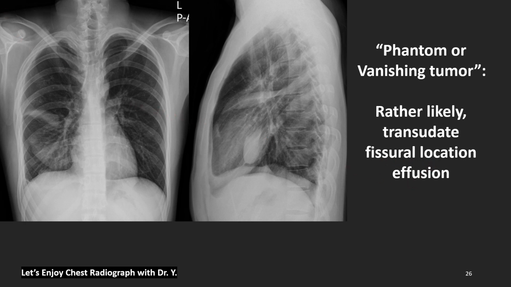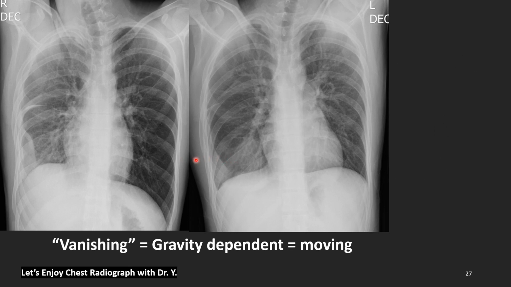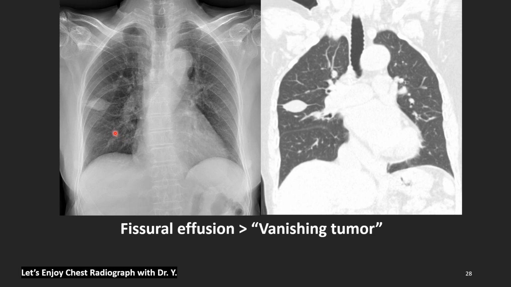Let's go further. These two images are both sides of decubitus films of the same patient. Right decubitus, fluid went to the lateral side. This left decubitus, fluid went to the medial side. Yes, they vanished. It means gravity dependent, they are moving. In reality, they are not usually so well moving. They are usually there constantly. Actually, so this is fissural effusion. It is a broader meaning of effusion, and the vanishing tumor is a small group in fissural effusion.